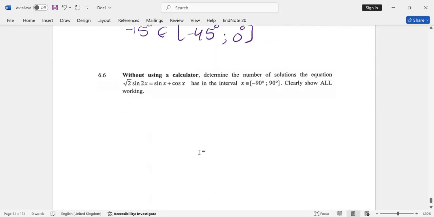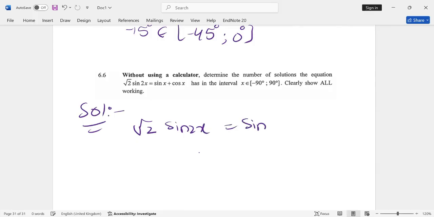So in 6.6, without using a calculator, determine the number of solutions the equation square root of 2 sine 2x equals sine x plus cos x has in the interval x belongs to minus 90 degrees to 90 degrees. Clearly show all the working, okay? So let's start this question. So we have to simplify first of all this equation, the identity they gave us.